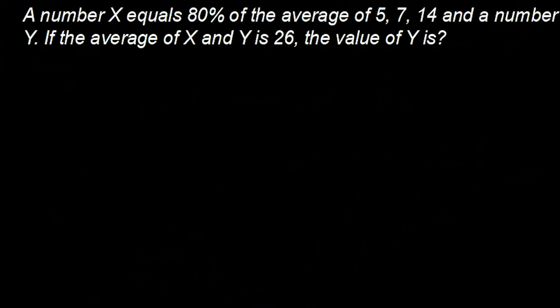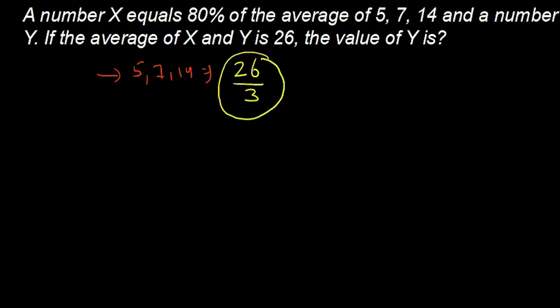A number x equals 80% of the average of 5, 7 and 14. So x equals... let's find out the average of 5, 7 and 14. What is the average of 5, 7 and 14? 7 plus 5 is 12, 12 plus 14 is 26, and divide by 3. And the number x is equal to 80% of this.